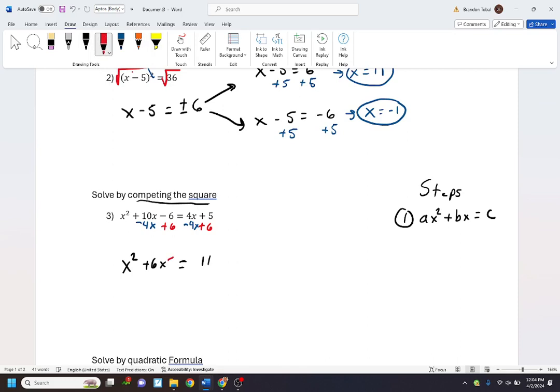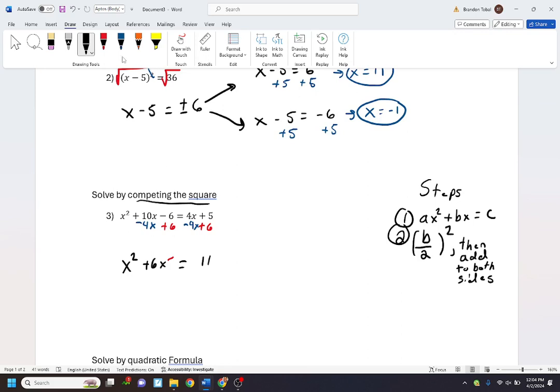Now I need to do step 2. I'm going to take b, divide it by 2, and then square it. Then add it to both sides. So we're going to do that.